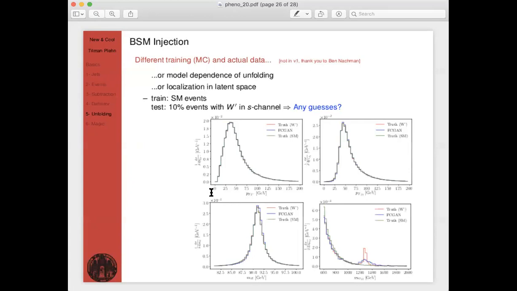So this is now injected data where 10% of the events all of a sudden come from a W prime that was not present in the training data. And this is the invariant mass of the four final state particles. This is where the W prime should sit. And lo and behold, truth indeed has that peak. Now you look at the GAN events and it gets the same peak. It doesn't get the width right, but it gets the mass of the W prime right, and you know what to look for. So BSM injection works perfectly fine. Or in other words, in the language of people who do this professionally, the model dependence is reduced.